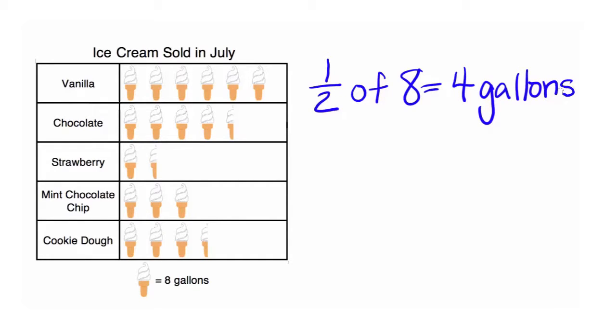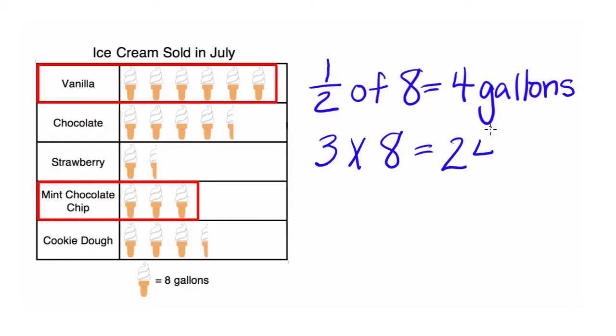Knowing the scale, how many more gallons of vanilla was sold than mint chocolate chip? If I look at just vanilla and mint chocolate chip, vanilla has 3 more cones than mint chocolate chip, and 3 times 8 equals 24. So 24 more gallons of vanilla was sold than mint chocolate chip.